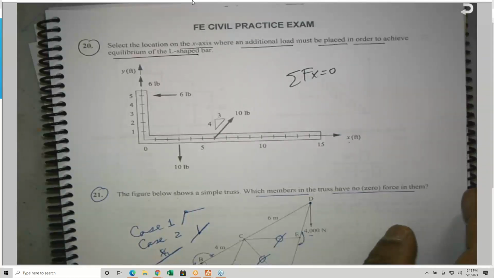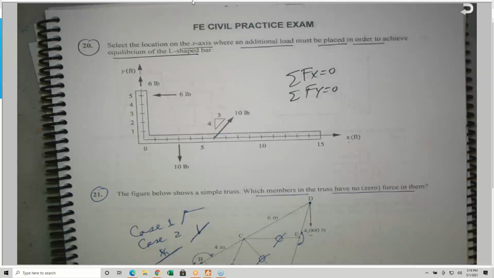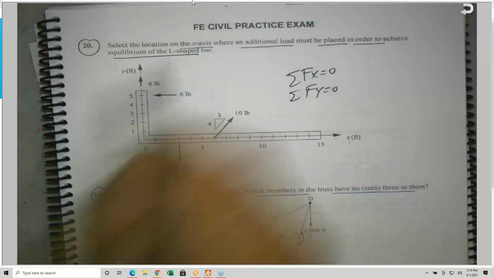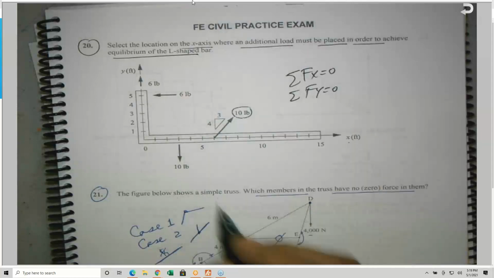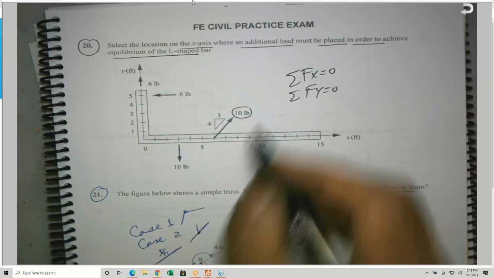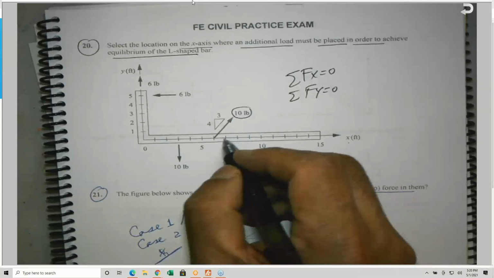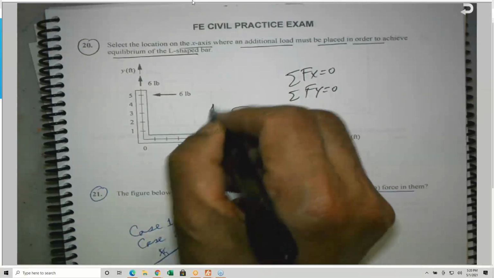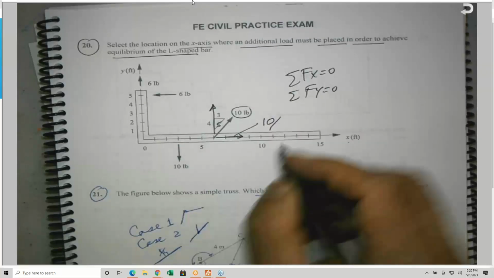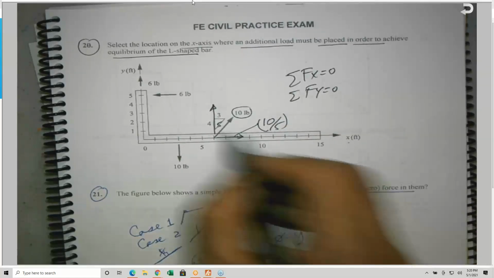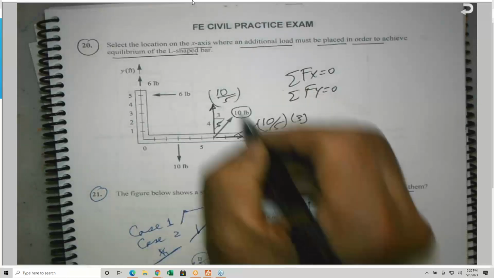And the second equation, sigma of force y is equal to 0. This force is an inclined force. As I mentioned, there are two rules when you are dealing with inclined forces: any inclined force, break it down into components. It could be the x component and the y component. So this here is 10 divided by 5, because the slope he gave you is 3, 4, 5. I divide by 5 and multiply by the x direction, which is 3, the horizontal one. And the y component is equal to 10 divided by 5, again times 4.